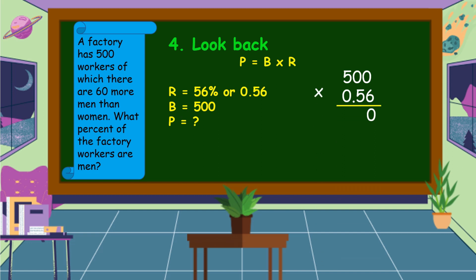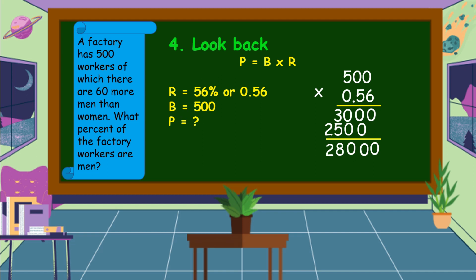Okay, 5 times 0 is equal to 0, 5 times 0 is equal to 0, 6 times 5 is equal to 30. 5 times 0 is equal to 0, 5 times 0 is equal to 0, 5 times 5 is equal to 25. Then we're going to add the partial product. Bring down 0, bring down 0. 0 plus 0 is equal to 0, 3 plus 5 is equal to 8, and bring down 2. So we're going to count the decimal numbers in our factors.